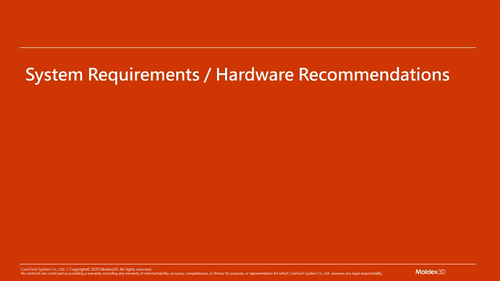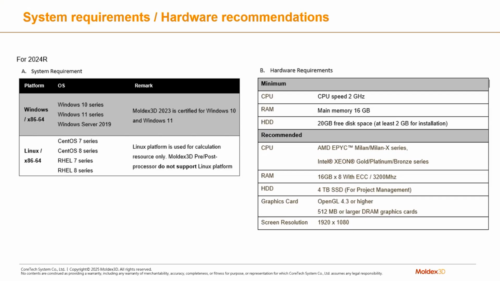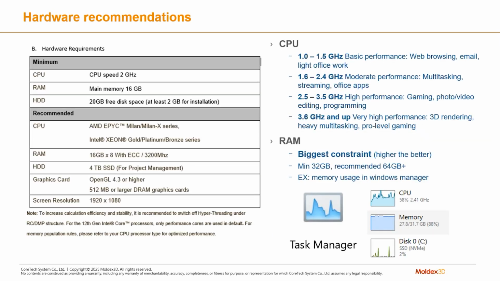So, in the system and hardware recommendations, our first requirement, of course, is very straightforward, and that's just to have an updated operating system. And then we have the minimum hardware requirements and the recommended. So let's dive into these a little further.